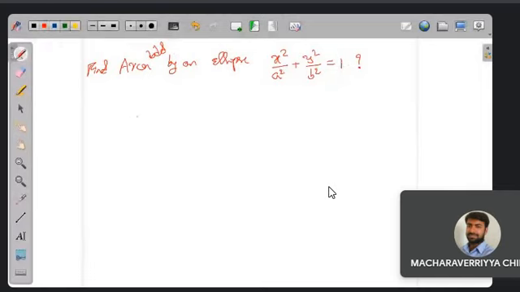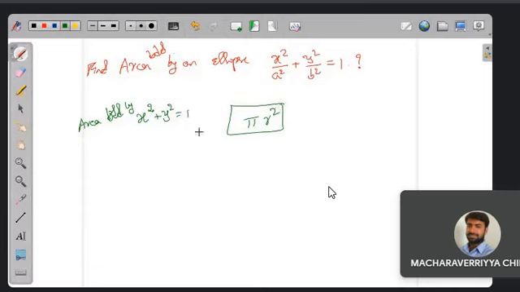Suppose the question is what is the area bounded by the circle x square plus y square equal to 1, what is the answer? This I hope you can tell me. Area of a circle, what is the formula? Pi r square. Do you remember? The area bounded by a circle with radius r is nothing but pi r square. Since it is a unit circle, its radius is 1, so its area is, sorry, pi. So if the question is about a circle, it is easy to answer.